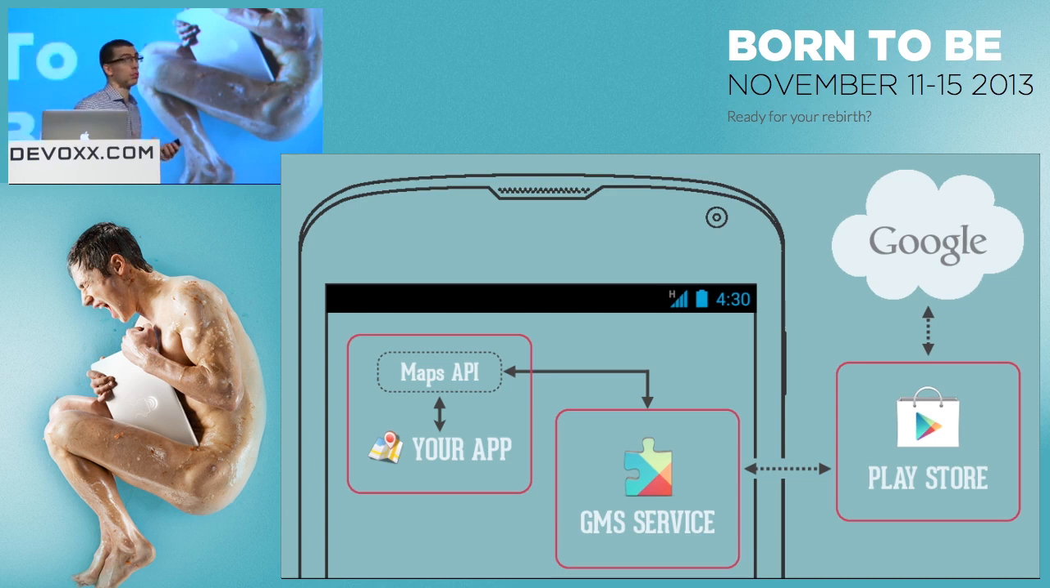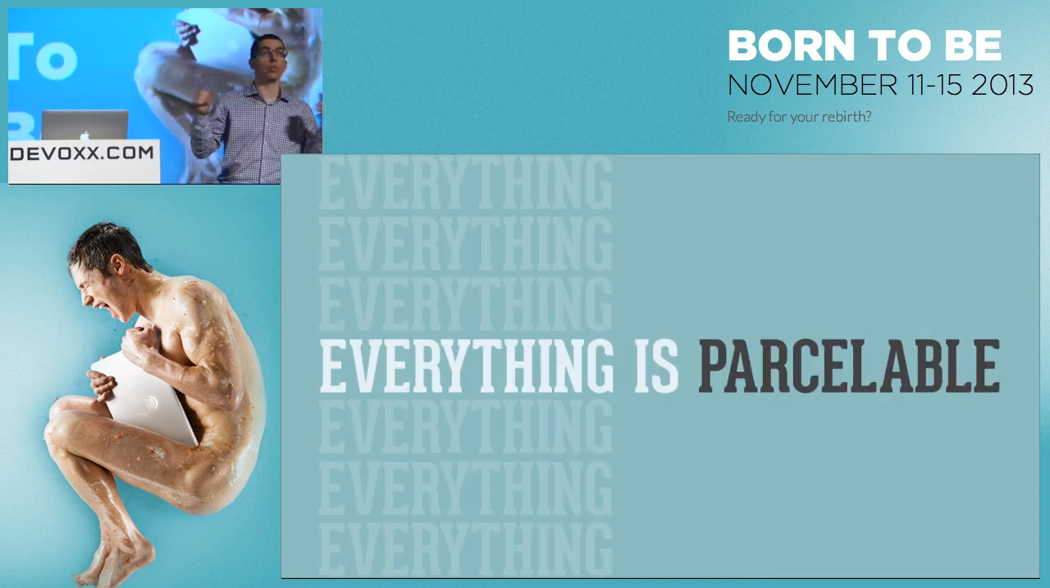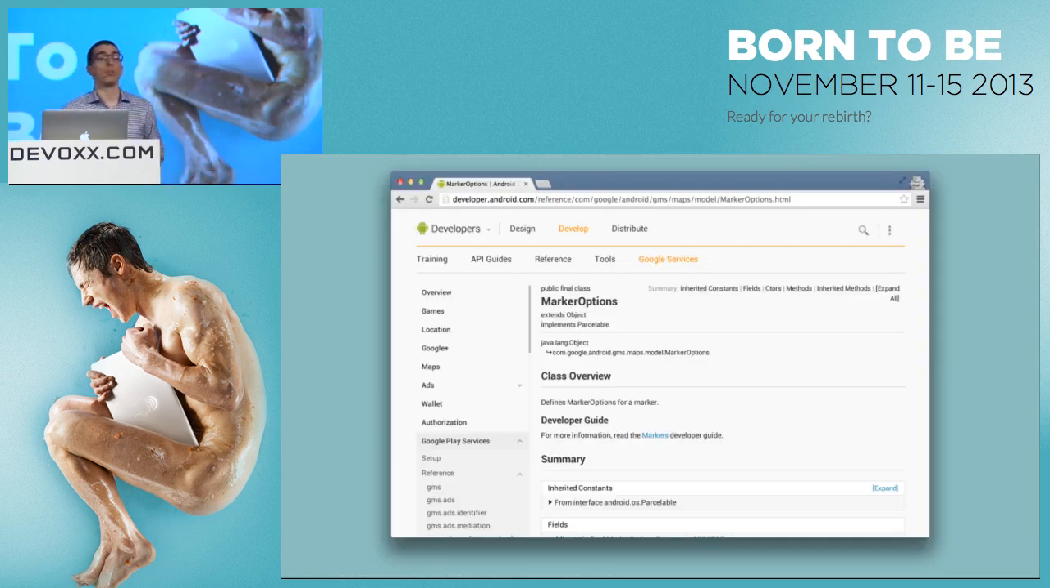But it has obviously one main disadvantage, that is everything that is moving from your application to the Google Play Services has to be serializable. In Android, this is called parcelable. So making everything parcelable and unparcelable is sometimes quite expensive, because you have to spend time reading some properties of your object, and then reconstruct your object.